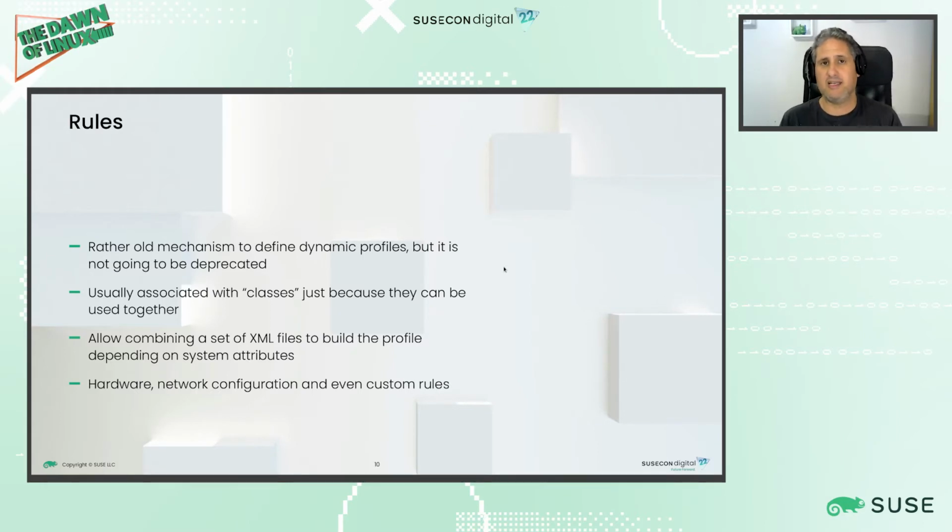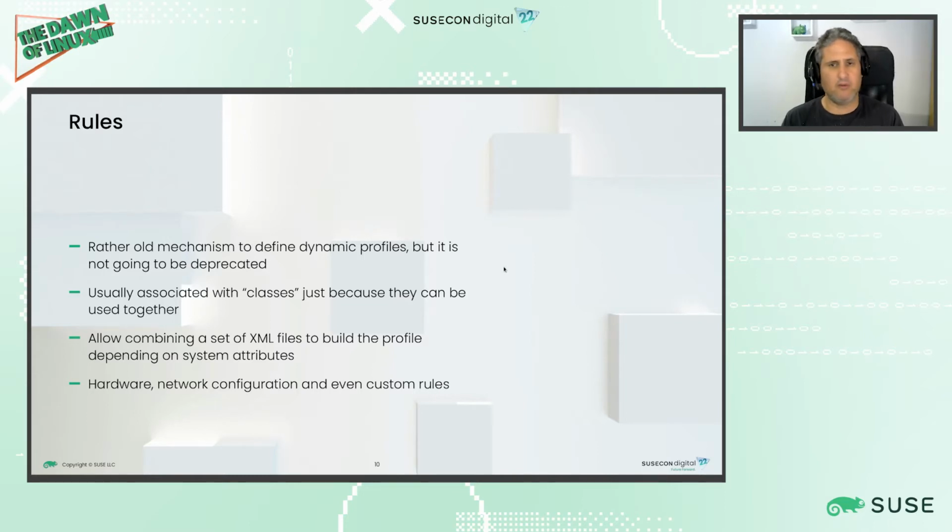Some users got the impression when we introduced ERB that ERB was going to replace rules, and that's not the case, okay? It's just another mechanism. It's usually associated with classes. Even if you check the AutoYaST documentation, you can read rules and classes. But let's say they are kind of orthogonal features, and you can use rules without having to use classes and the other way around.